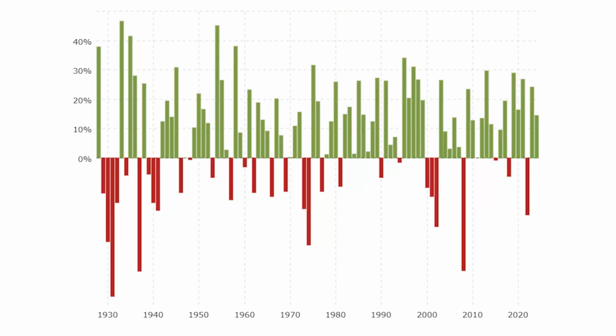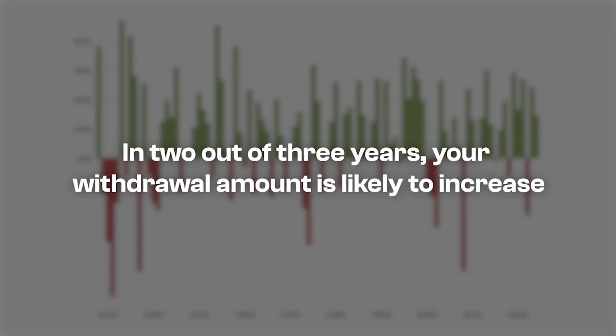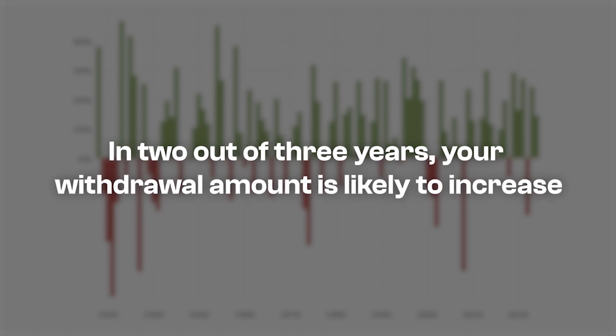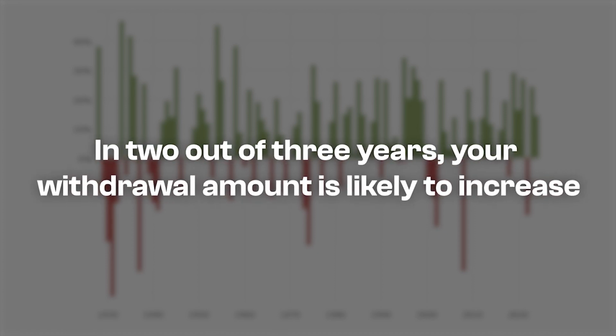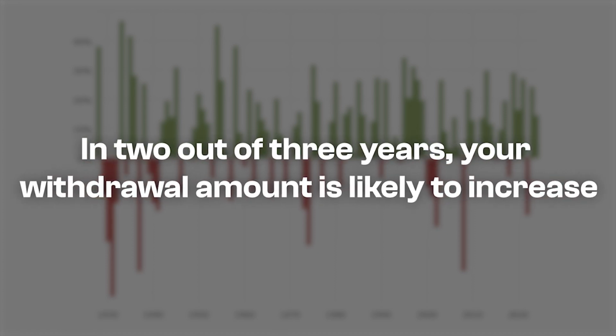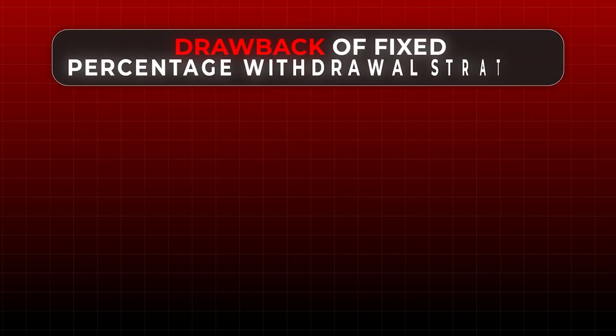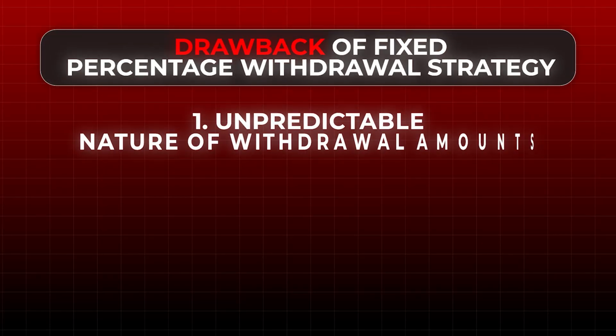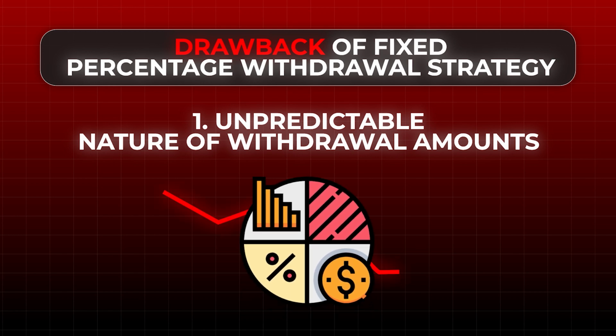Historically, the stock market has ended higher on 2 out of every 3 years. Therefore, in 2 out of every 3 years, you are likely to experience an increase in your withdrawal amount. However, in the years when the market underperforms, your withdrawal amount will decrease, which may force you to cut down on your spending. So the biggest drawback of this strategy is the unpredictable nature of the withdrawal amount, which can result in significant spending cuts during the year when your portfolio does not perform well.